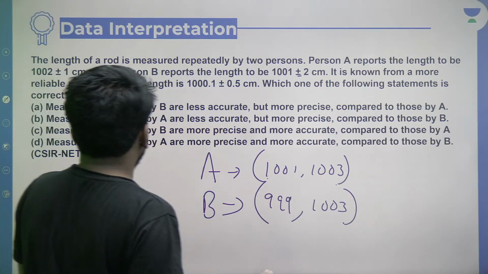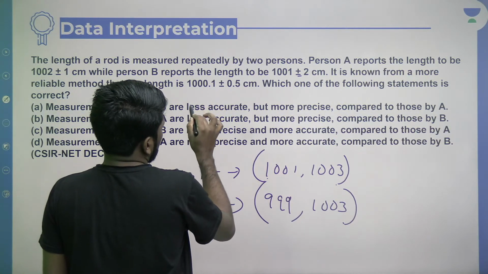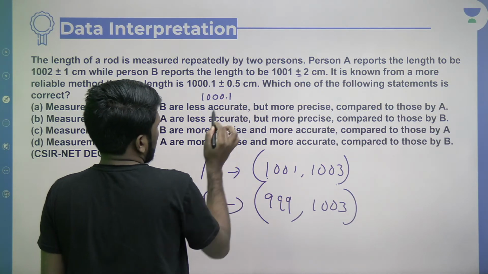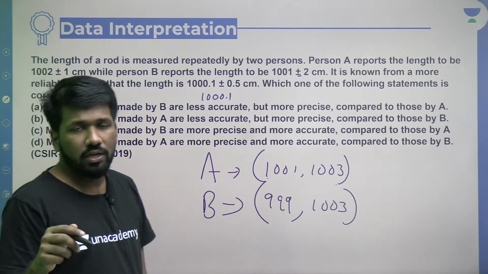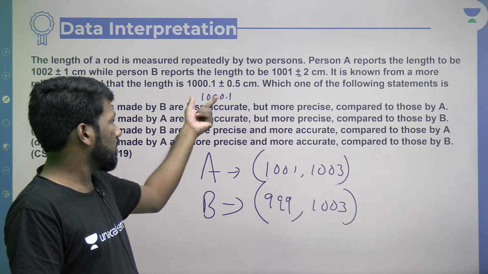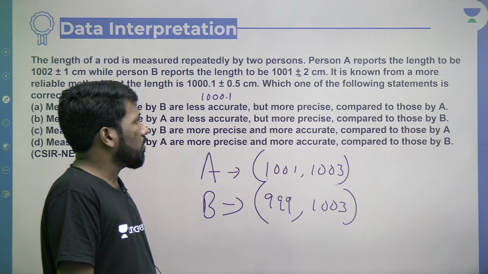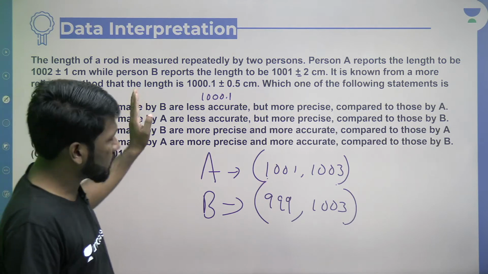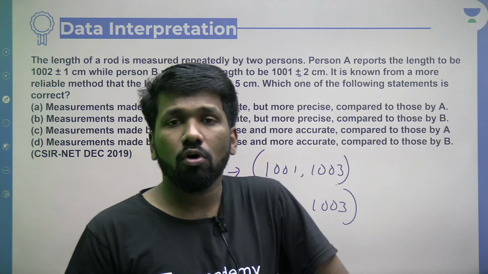It is known from a more reliable method that the length is 1000.1 plus or minus 0.5. That means the actual length is 1000.1. This is the real answer. Plus or minus half means from 999.6 up to 1000.6. Anyway, the correct answer is 1000.1, we can say roughly. So by this idea we need to check all four options: A or B, which is more accurate, and A or B, which is more precise.